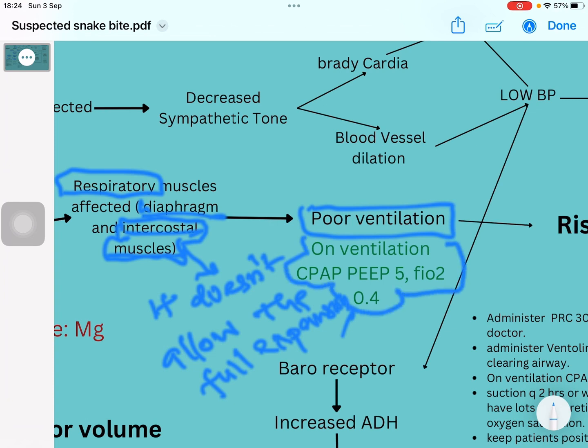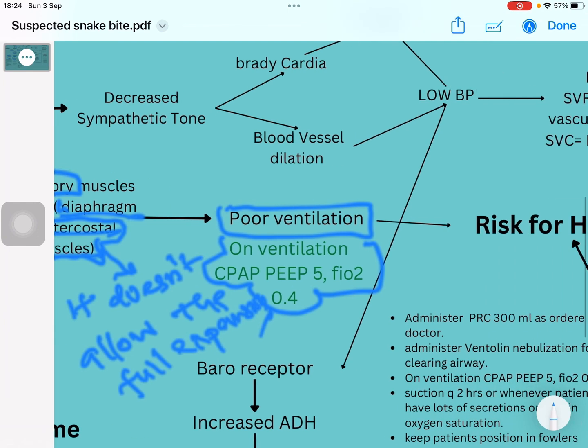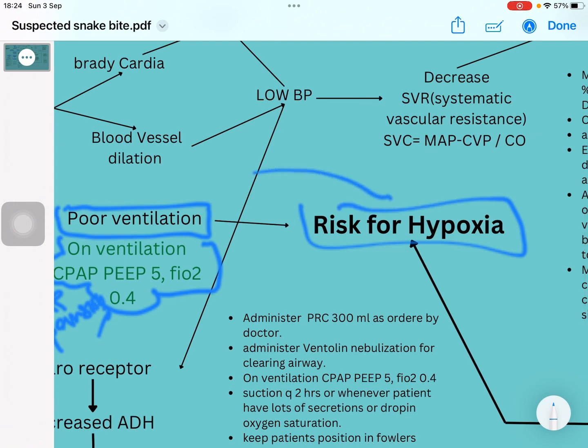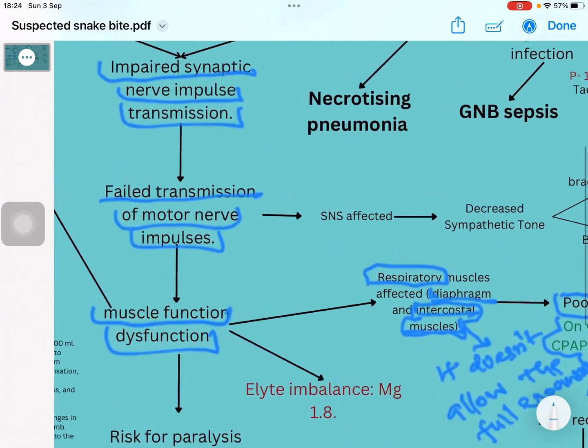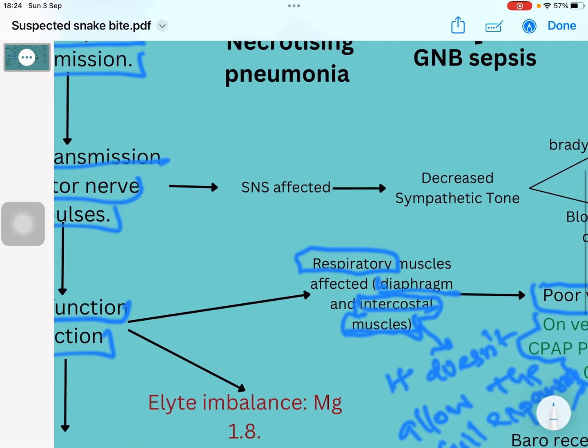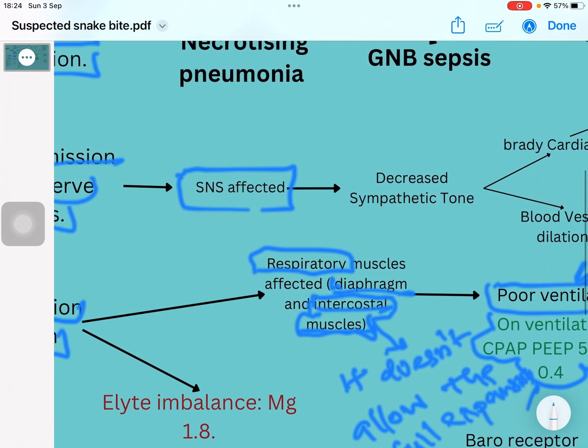The ventilator setting of my patient was CPAP, PEEP 5 and FiO2 0.4. So my patient had risk for hypoxia related to poor ventilation. And then next, due to the failure of transmission of nerve impulses, it affects the sympathetic nervous system. How it affects is that it decreases the sympathetic tone.